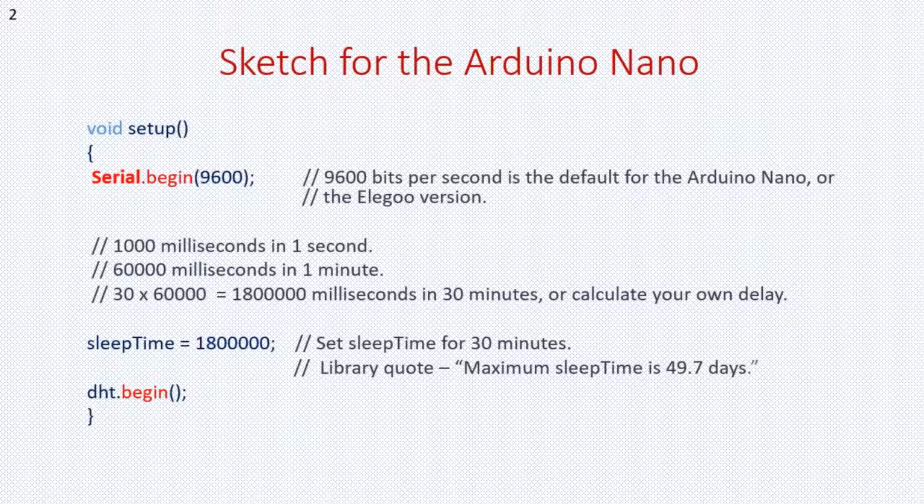I then set up the bitrate for the Arduino Nano or the Allegro version. I've set a sleep time for 1,800,000 milliseconds, equivalent to 30 minutes.